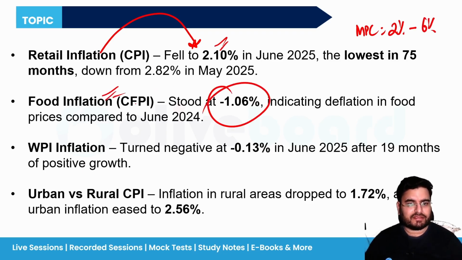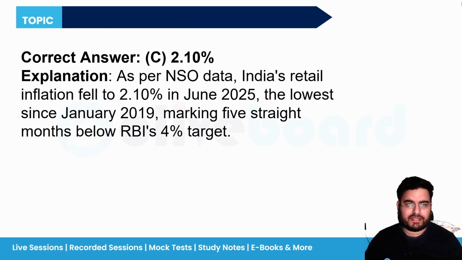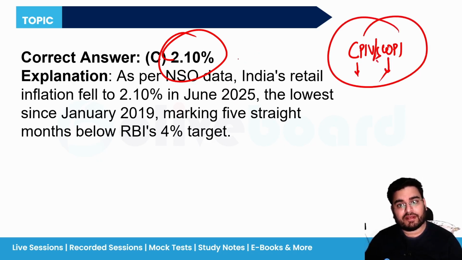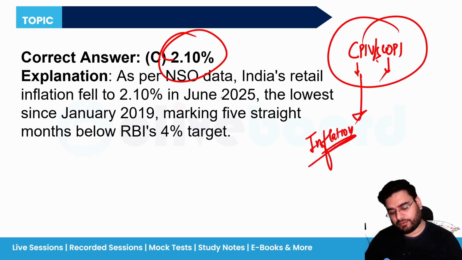Food inflation minus 1.06. It means the value of food commodities is reducing. WPI inflation is also negative. Okay, it means inflation is less, right? Chalo. Now, your purpose here is not to remember this data. Your purpose is that you should know what is CPI, what is WPI, okay? How or who calculates the data, right? What is the difference between CPI and WPI? I have covered all these things in the inflation unit. You can go and watch it on YouTube, right? If you don't know the basics.